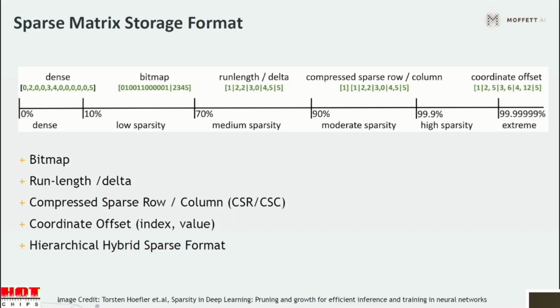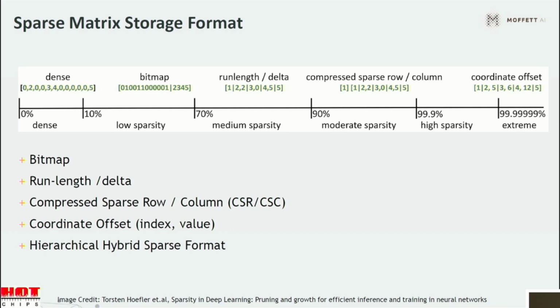If there's no sparsity, then we always store the dense matrix. If there's very low sparsity, the most efficient way is to use a bitmap, to indicate the zeros or ones at positions of your matrix. And then there's run-length or delta encoding for some medium sparsity weight matrices. For moderate or high sparsity, there's compressed sparse row or compressed sparse column encoding format, which I will explain further in my next slides.